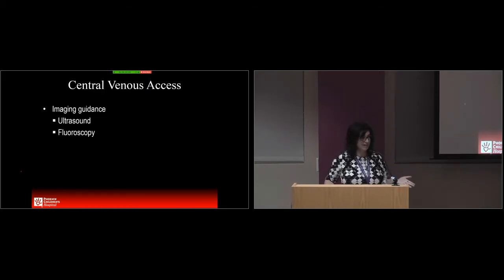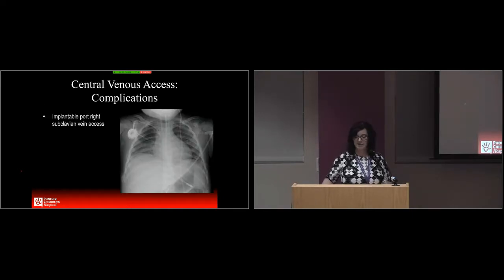So for central venous access, we use imaging guidance. We use ultrasound to get into the vein, real-time guidance, and then from there we use fluoroscopy as we advance catheters and wires into position. I just wanted to show you some examples of central venous access with malpositioned lines.